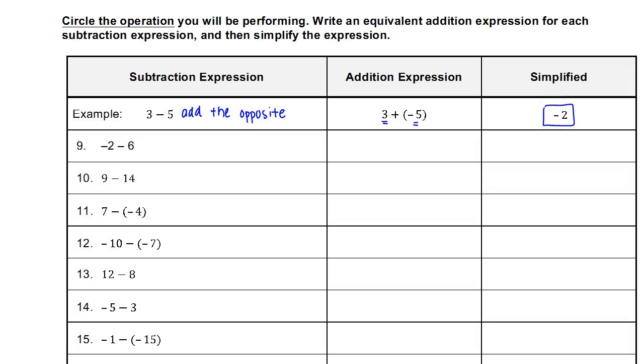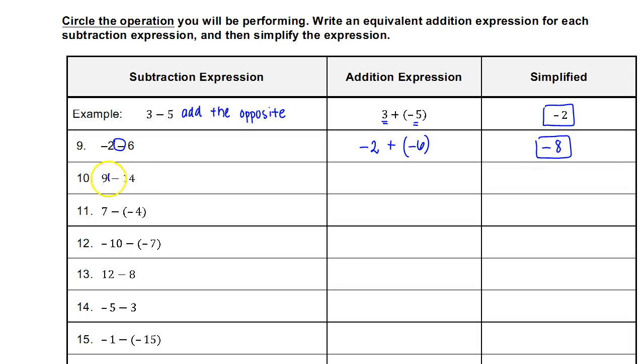So for number 9, if I think about adding the opposite, my -2 will stay the same, and I'm going to change this to plus, and then if we circle the operation like they've asked us to do, it makes it clear that that 6 was positive. So if I'm going to add the opposite, I want to add a -6. Now that I've rewritten it as addition, I have 2 negatives and 6 more negatives, so I have 8 negatives altogether. So my answer is -8.